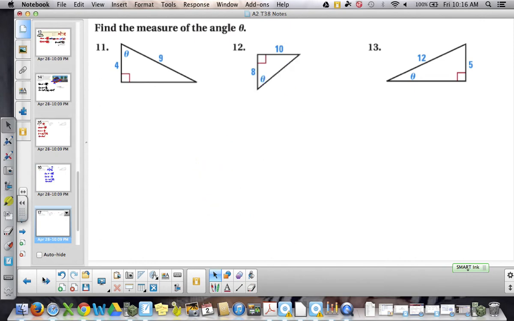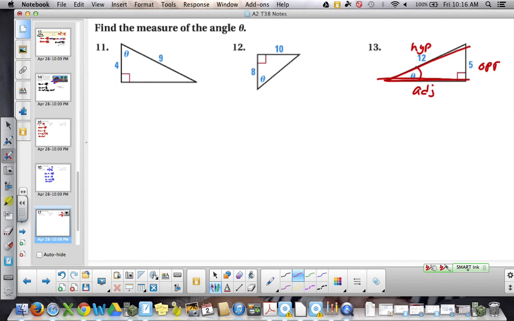Okay, one more example. Okay, again, try this one on your own. Pause the video. Okay, so in this problem we're looking at theta there, which makes this we know is the hypotenuse. It's across from the right angle. This other side that helps create my angle is the adjacent side, which leaves this as the opposite. So this time we know the opposite and we know the hypotenuse. So the trig ratio that uses those would be sine.